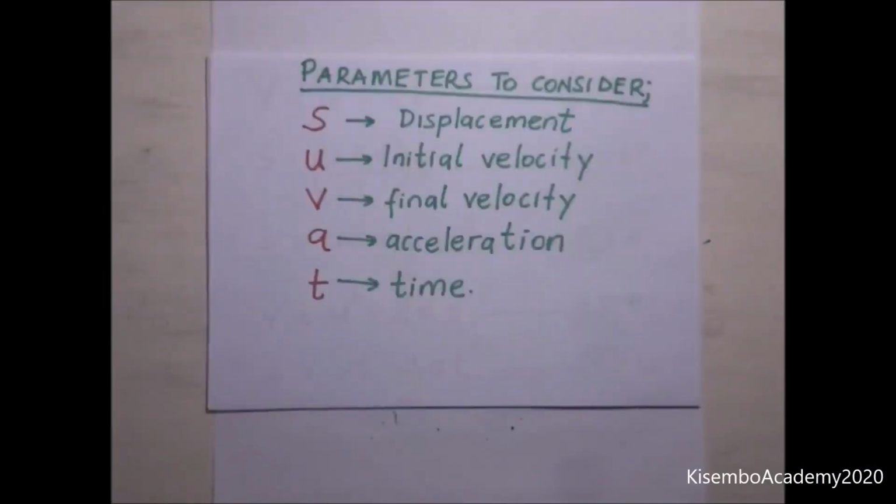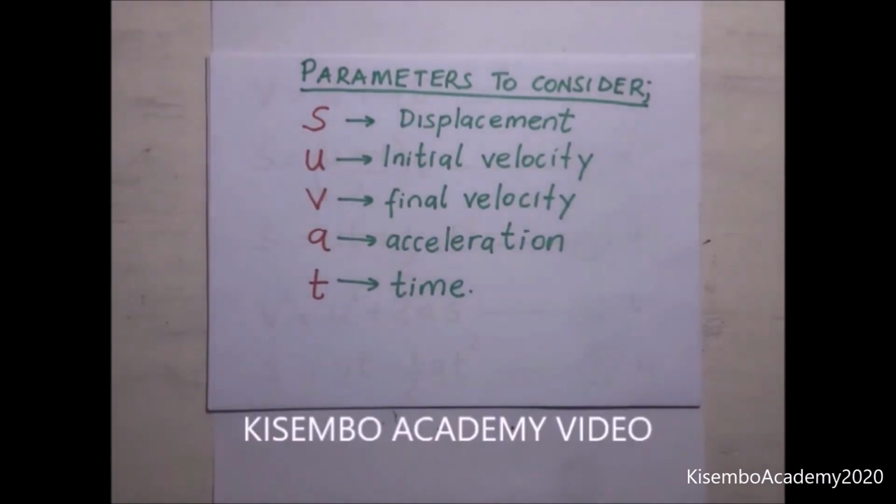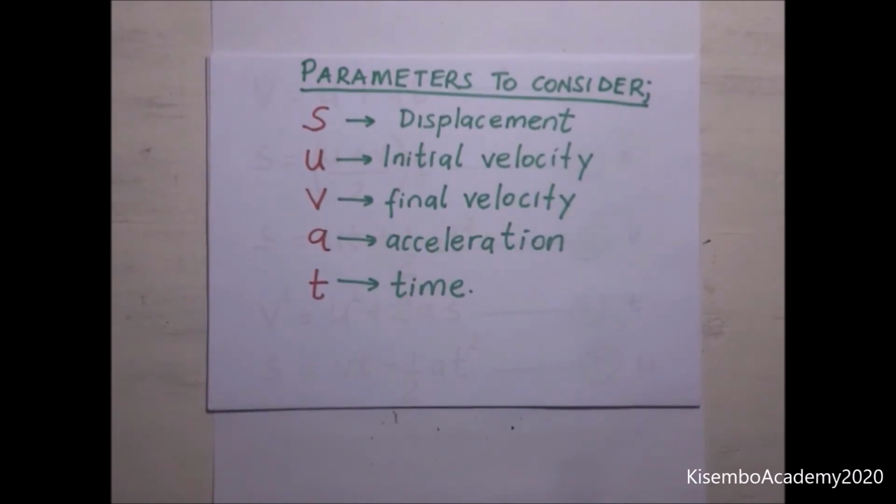We are going to dive straight into how we derive the equations of motion. That is motion in a straight line. We have 5 equations of motion, and in this video, I'm going to show how we derive the equations of motion. But before we get into the derivations, I would like to take you through the overview of where we are going.